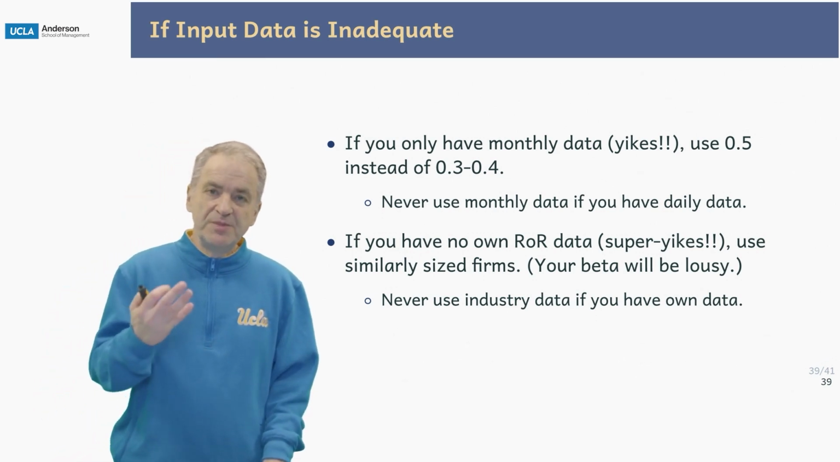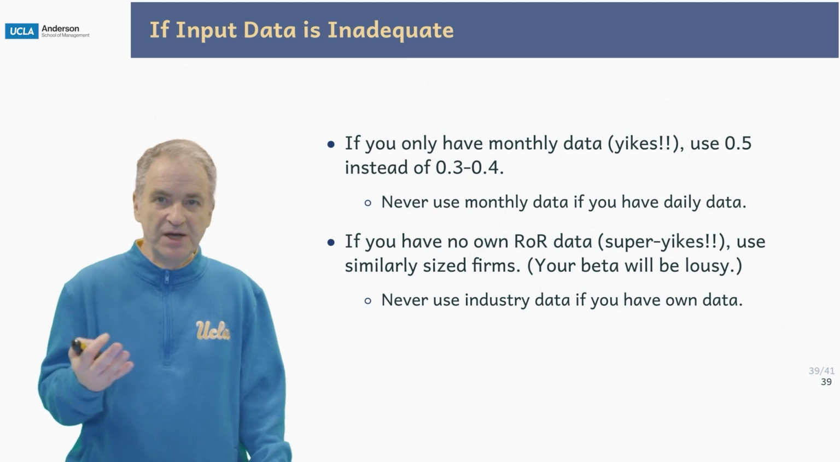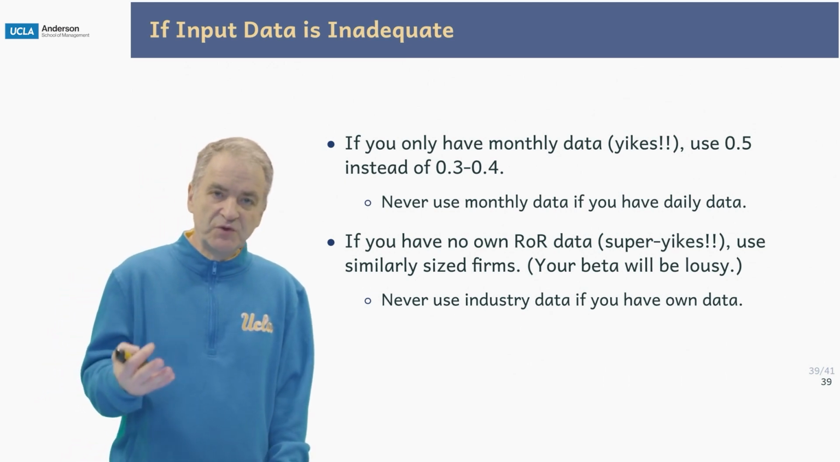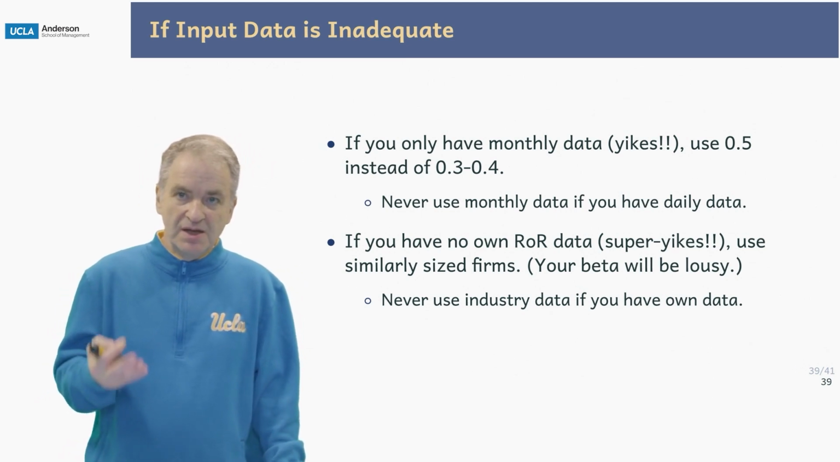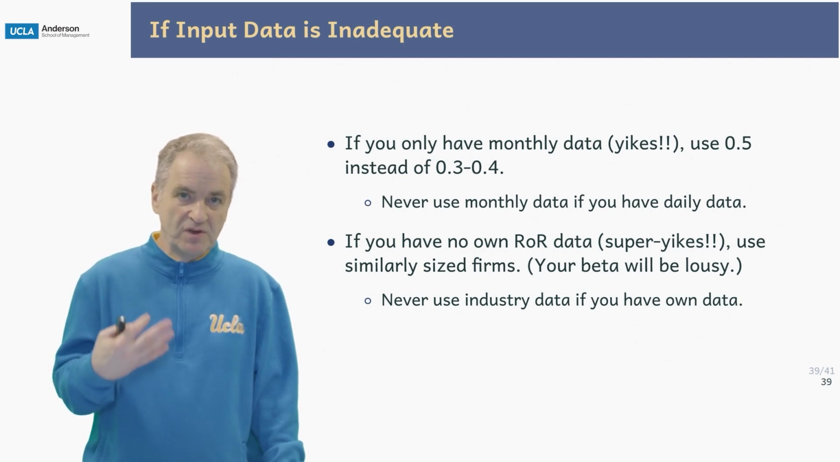If you only have monthly data, you're going to get lousy estimates of market beta. If you absolutely have to do it and you cannot get around it, use 0.5 as the shrinking factor instead of 0.3 or 0.4.